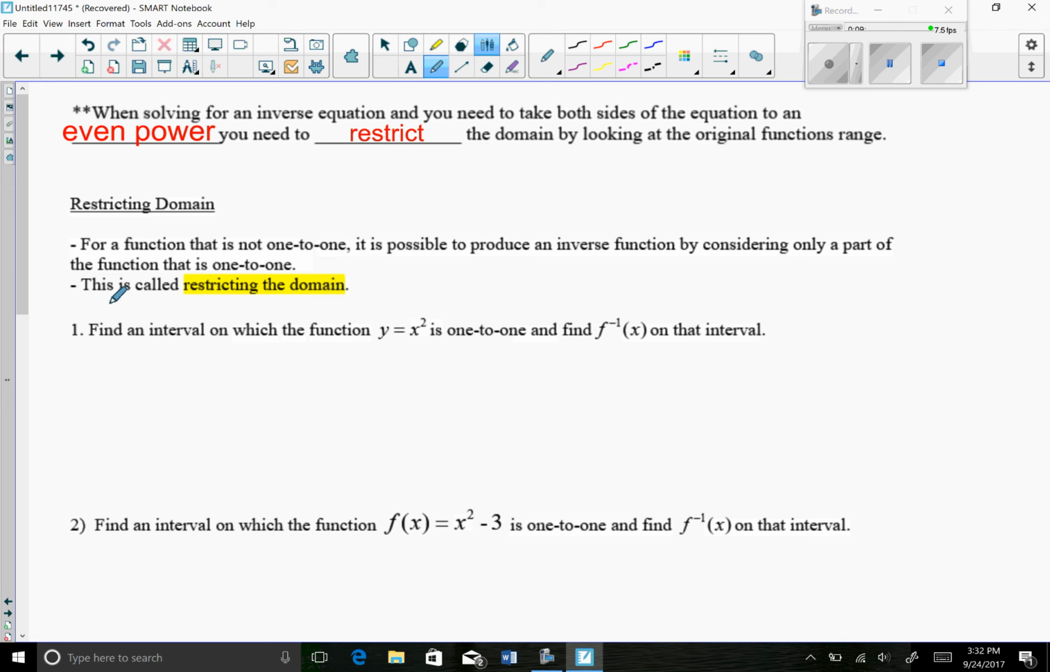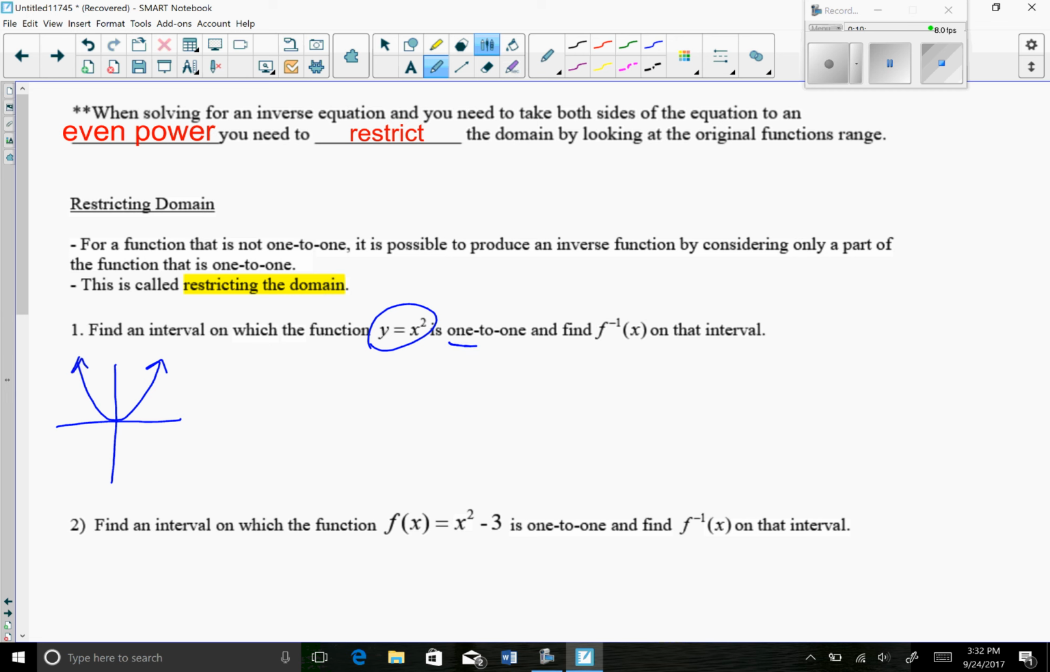So restricting the domain, we're going to talk about that. For a function that is not one-to-one, it is possible to produce an inverse function by considering only part of the function that is one-to-one, and this is what we call restricting the domain. So let's work with something that we're familiar with, which is y equals x squared. If I were to graph this, we know what it looks like, and we know that this is not one-to-one because it doesn't pass the horizontal line test, therefore the inverse would not be a function.